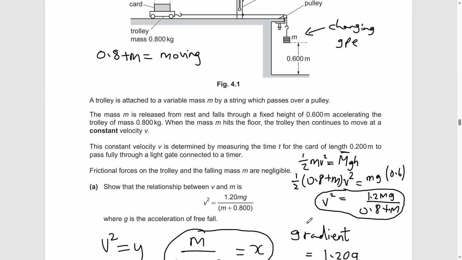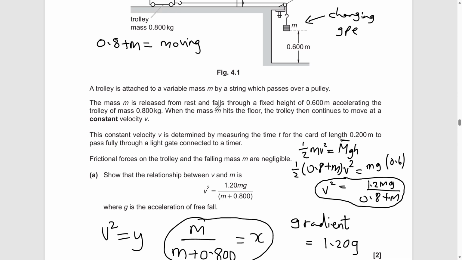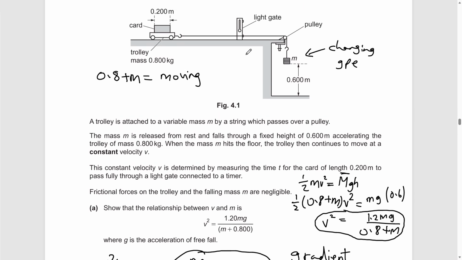For this question, you need to use half mv squared equals mgh. Now in this question, you've got two different values for m, because the trolley is attached to the small mass.